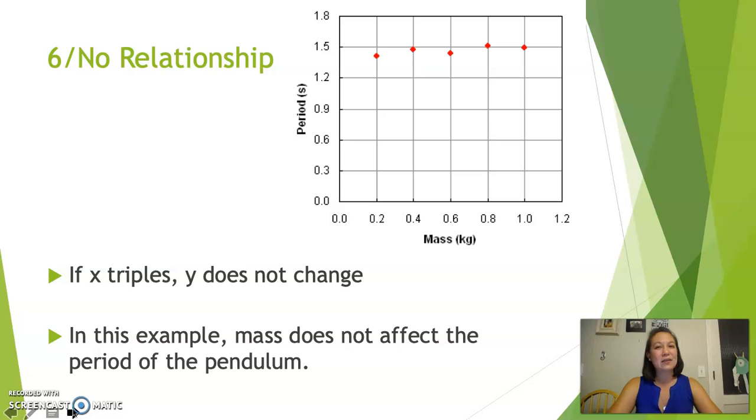6. Another great easy one. If there's no relationship, you get this nice horizontal line here, slope of 0. And what that means is that whatever x does, it could triple, quadruple, nonuple, which means times 9. That's a great word, nonuple. No matter what you do to x, y doesn't change. Y stays exactly the same in this graph.